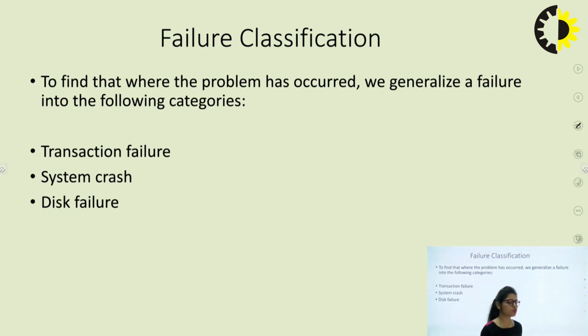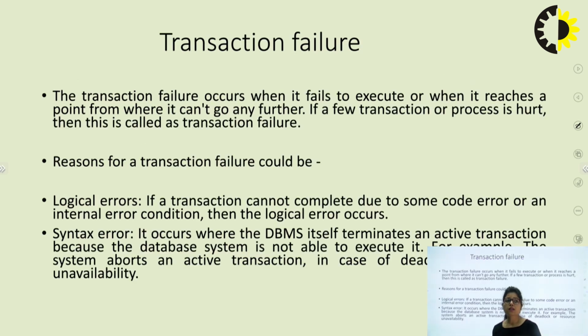Now, the next topic is failure classification. What if the transaction fails? Then what are the conditions? To find out what problems have occurred, we generalize failures into the following categories: first is transaction failure, then system crash, and disk failure. Now what is transaction failure? Transaction failure is basically when a transaction fails because of any reason. Then this failure is called transaction failure.